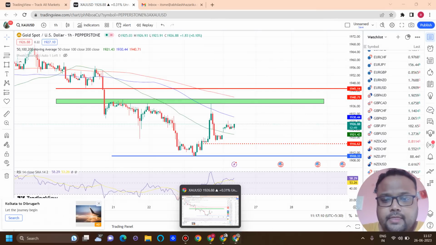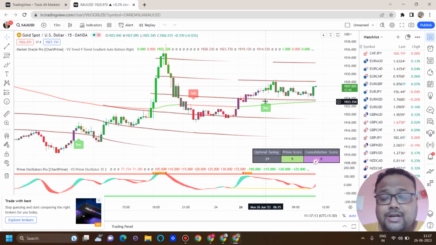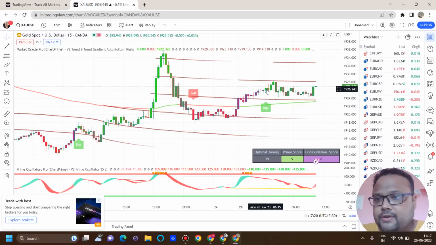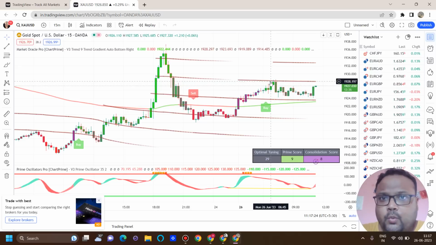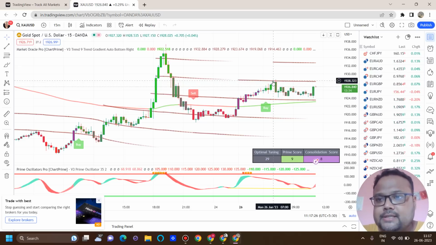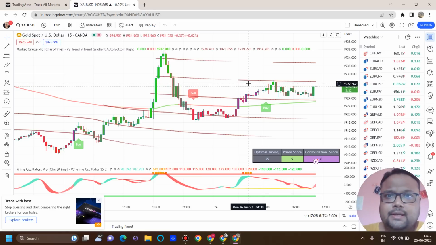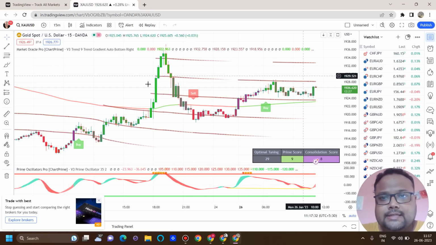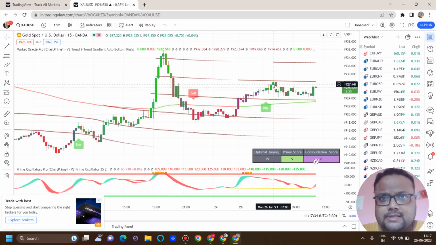If we look at the chart prime, we can see the chart prime generated a buy signal in the morning, and more or less the signal did pretty well. We can see the signal was generated around the 1925-26 level, and it went till the next dynamic resistance of 1928. So in this market also, chart prime managed to grab 20 pips, and these lines are the dynamic support resistances. We will be talking about chart prime and the strategy that you can be using later in the video.